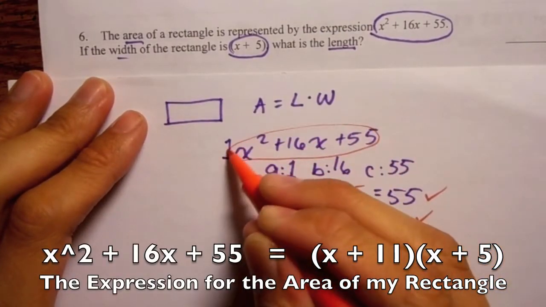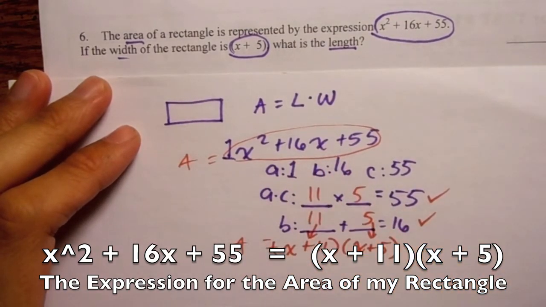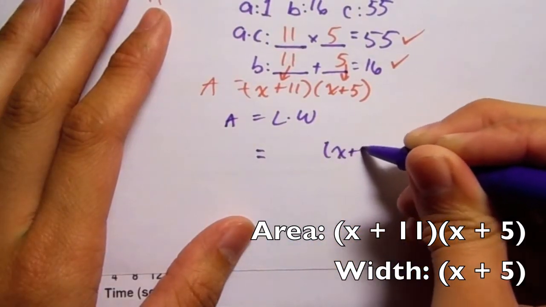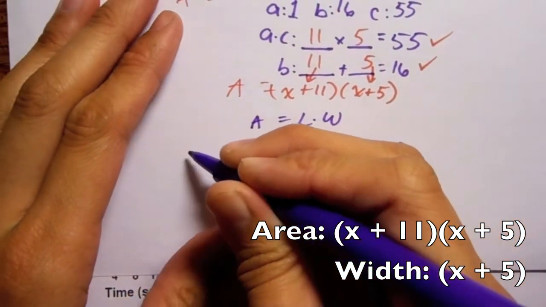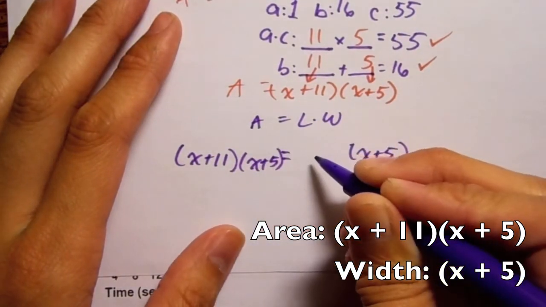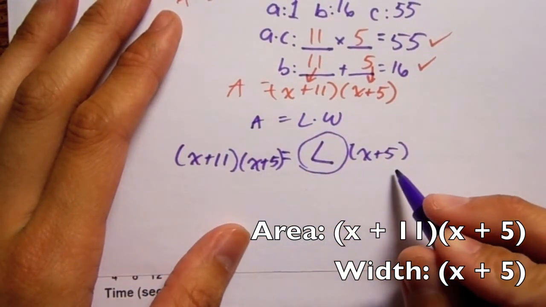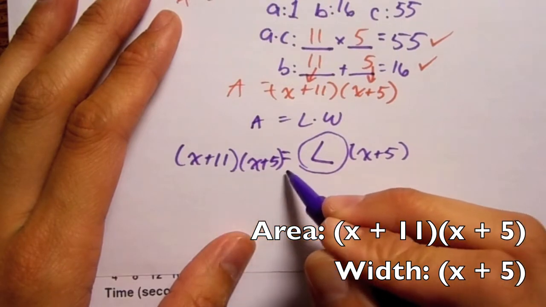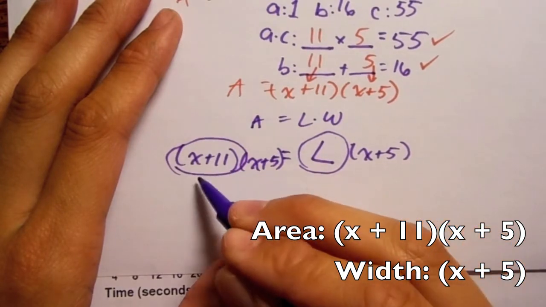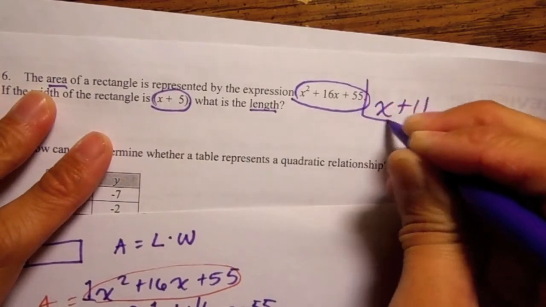I've rewritten my area like this. I didn't change the value, I just changed the way it appeared. In my formula, area equals length times width. If my width is x plus 5, and my area is x plus 11 times x plus 5, I want to find what my length is. What do I multiply x plus 5 by to get x plus 11 times x plus 5? Well, obviously, what you multiply x plus 5 by would be x plus 11. The expression for the length would just simply be x plus 11.